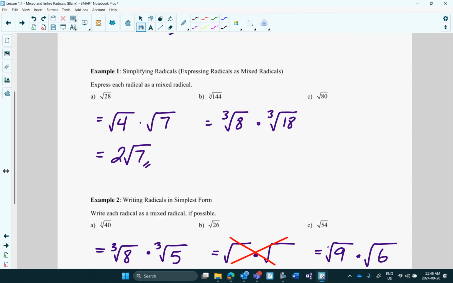But how did you get the second one? How did you get 8? 144 divided by 8, right? Because these two have to multiply to get this. So to find the missing one, I just did 144 divided by 8. Cube root of 8 becomes 2. Cube root of 18 I can't do anything with. So we're done.